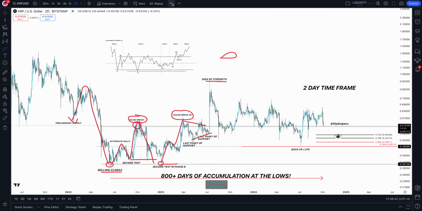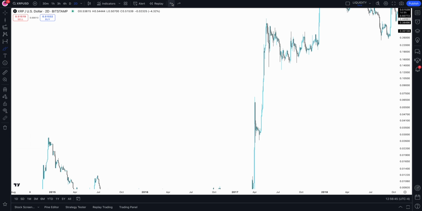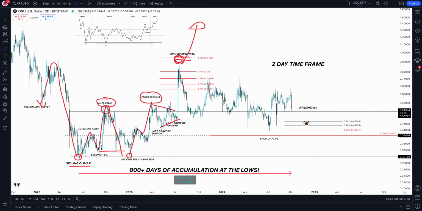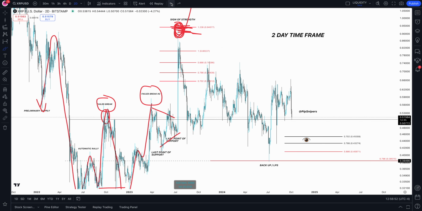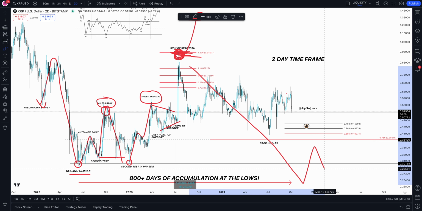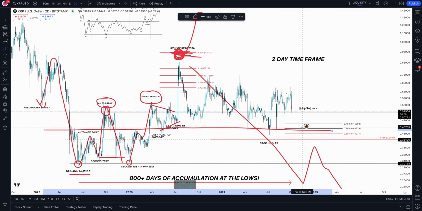So in regards to the structure of XRP, it's definitely not bearish, okay? XRP is not bearish. The reason for that is because we've had over 800 days of accumulation here at the lows, right? It's actually a good thing, because instead of going straight down or having an impulsive move down, we're just going sideways. It's a good thing because it allows you to accumulate more XRP, right?